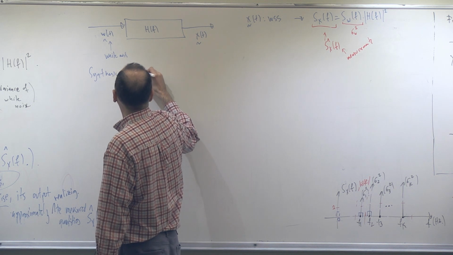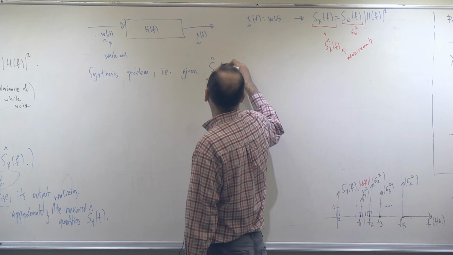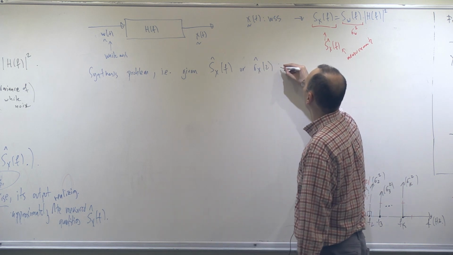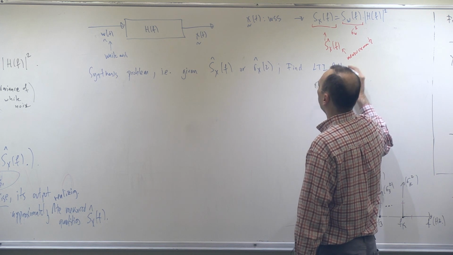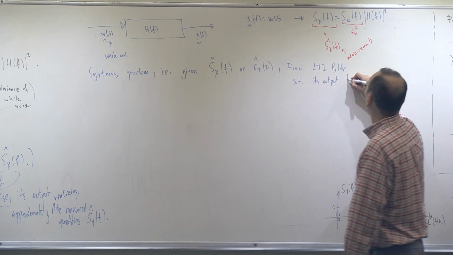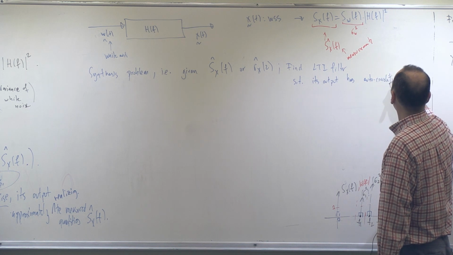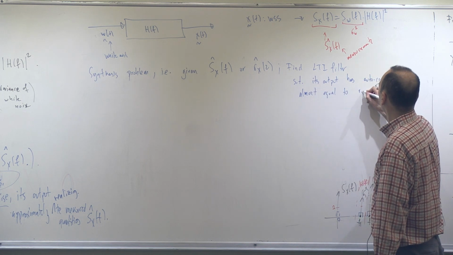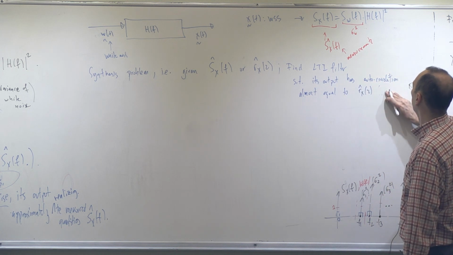Synthesis problem, i.e., given Rx of tau, find an LTI filter such that its output has autocorrelation, let's say, almost equal to Rx of tau, under white noise input.